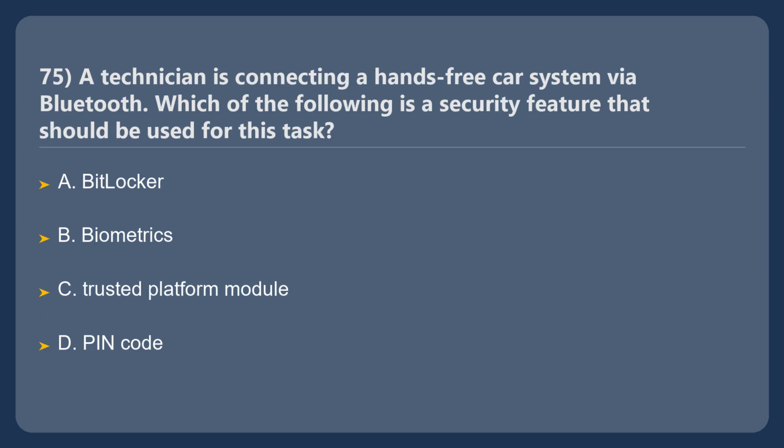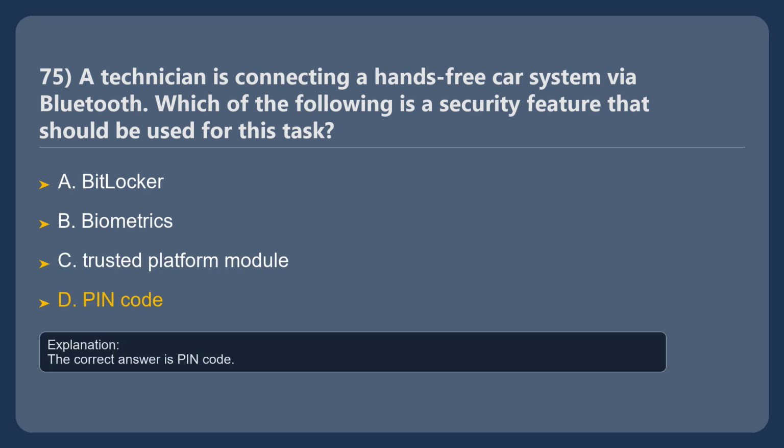Question 75. A technician is connecting a hands-free car system via Bluetooth. Which of the following is a security feature that should be used for this task? Option A. BitLocker. Option B. Biometrics. Option C. Trusted Platform Module. Option D. PIN code. The correct answer is option D. PIN code.